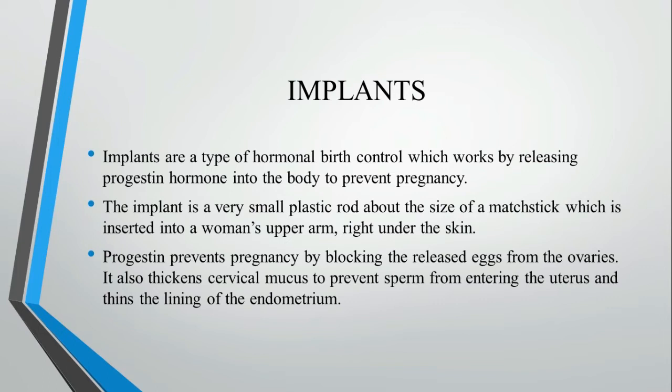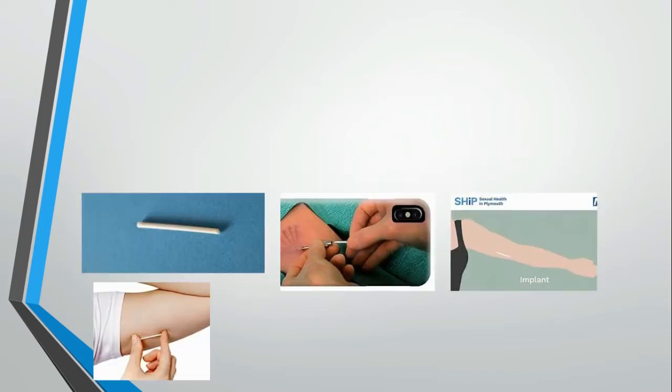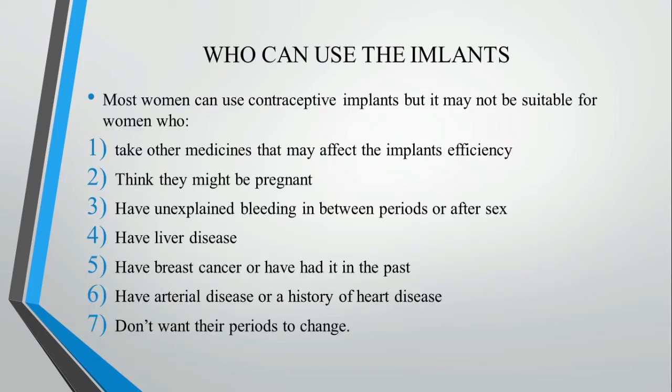Progestin prevents pregnancy by blocking the release of eggs from the ovaries. It also thickens cervical mucus to prevent sperm from entering the uterus and thins the lining of the endometrium. So this is a pictorial representation of what the implants look like and how it is inserted right under the skin. Who can use these implants?